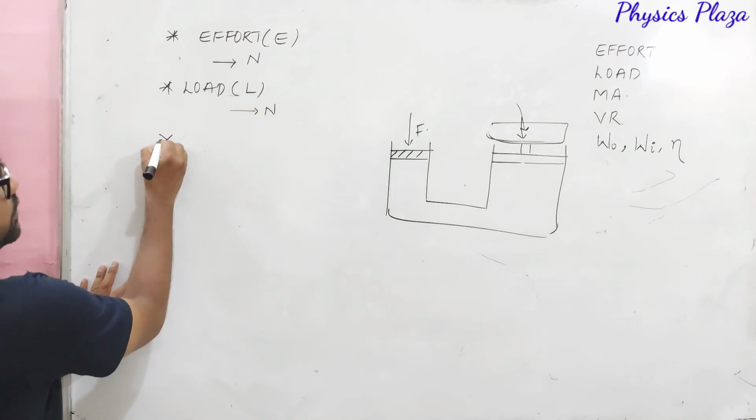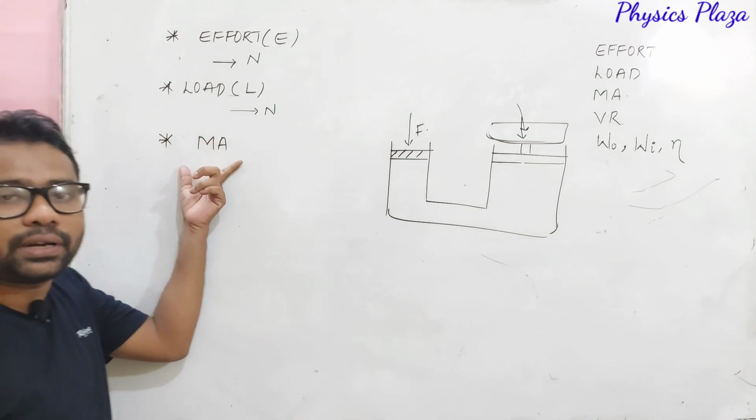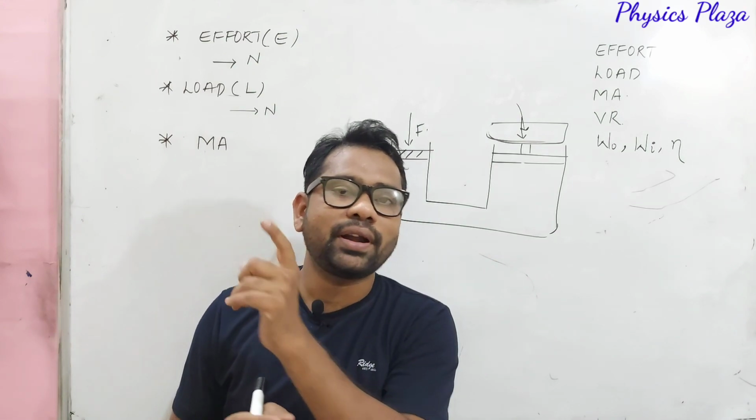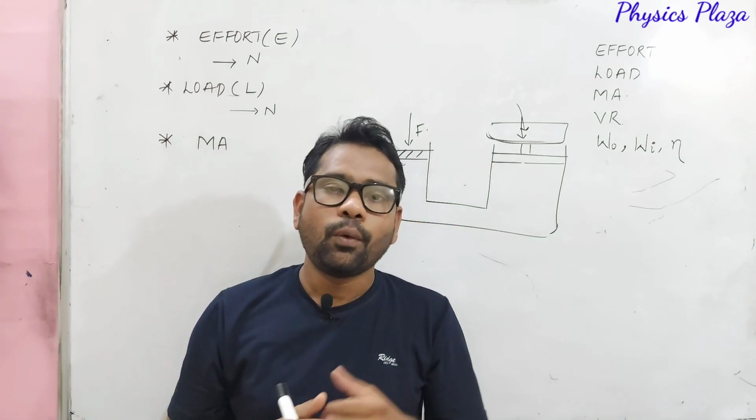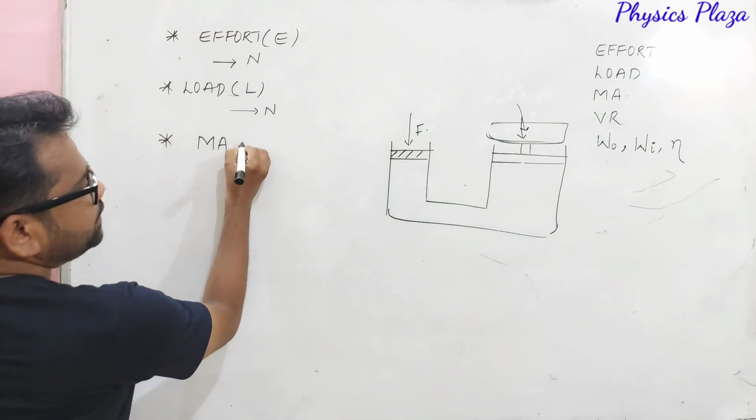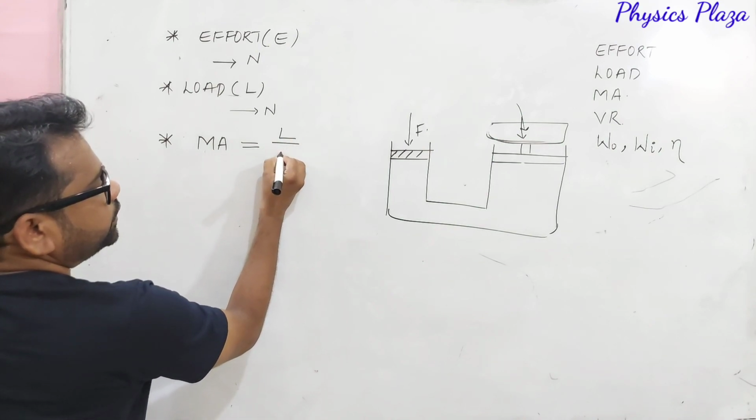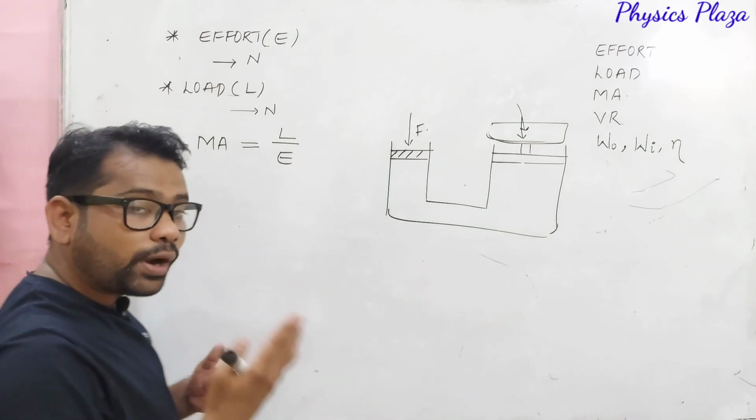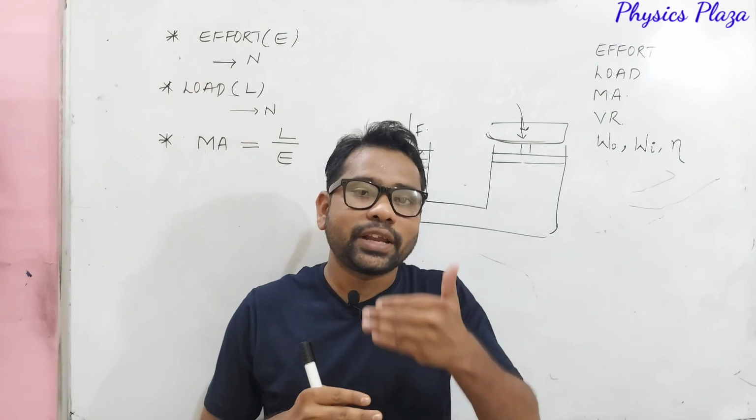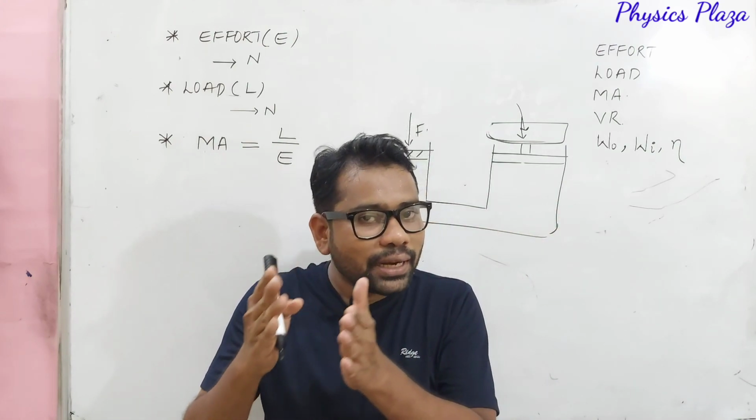Next, the third term is a very, very important, mechanical advantage. Children, here symbols are accepted. So instead of writing mechanical advantage, you can use capital M, capital A. What is a mechanical advantage? How can it be defined? Children, mechanical advantage is defined as the ratio of load and effort. Children, try to understand. The ratio between load and effort is called actually mechanical advantage.